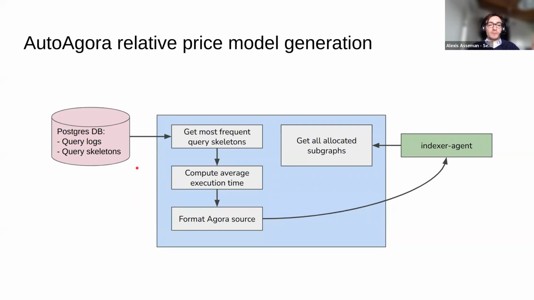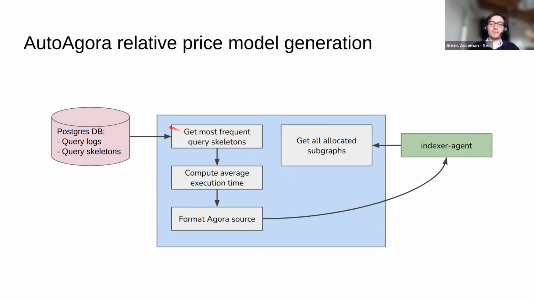So after that, we got the main part, the AutoAgora part, that generates the models and just gets its data from the Postgres DB, determines what the most frequent query skeletons are, computes the average execution times for those skeletons, then creates the Agora source file, and then injects it into the indexer agent.